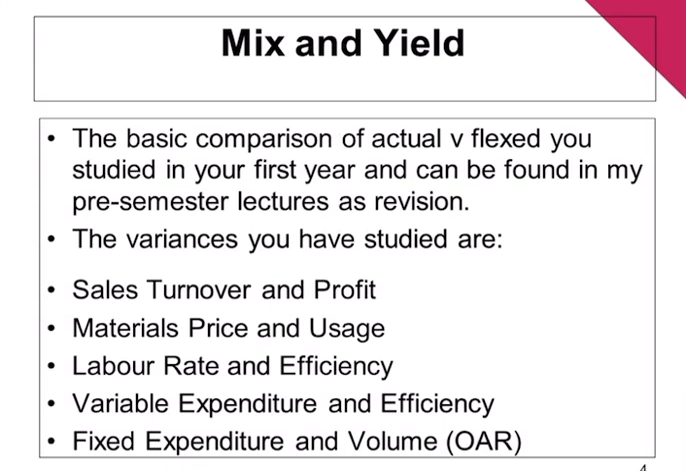And I think the variances that you can look at, and we've been through certainly in week 1 and also in the pre-week 1 lectures, there is a video lecture on all of these variances. That includes sales, turnover and profit, materials price and usage, labour rate and efficiency, and more importantly, the thing we're going to concentrate on for level 5, the overhead absorption rate.